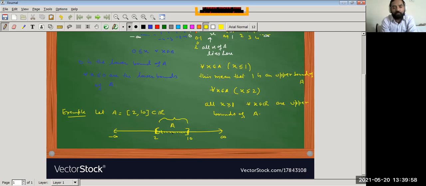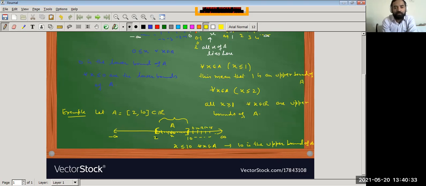So what can we say about upper bounds? These are all the x. So all x less than or equal to 10, for all x belongs to A. So 10 is the upper bound of A. What can we say about 11, 12, 13, 14 and so on? These are all upper bounds. So there are infinitely many upper bounds.